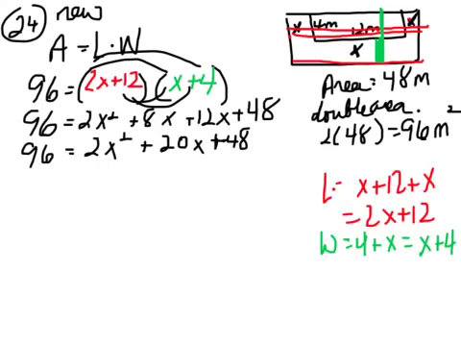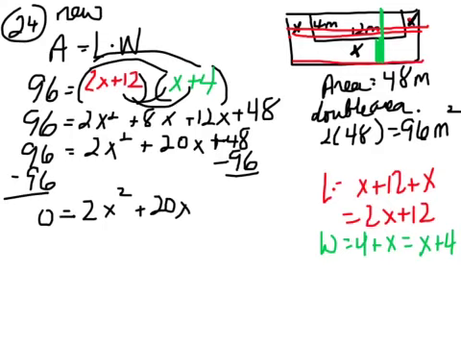Okay, now let me move the 96 over here. I'm subtracting it from both sides. 0 is 2x squared plus 20x, and then that'd be a minus 48, wouldn't it? Okay, so I've got to factor this. And remember, it's already set equal to 0. If I pull the GCF out, it'll make this a much easier problem.